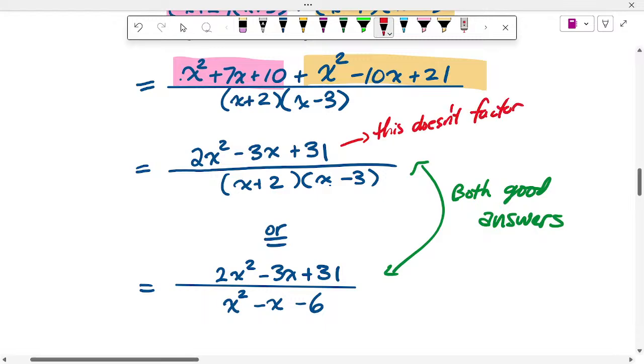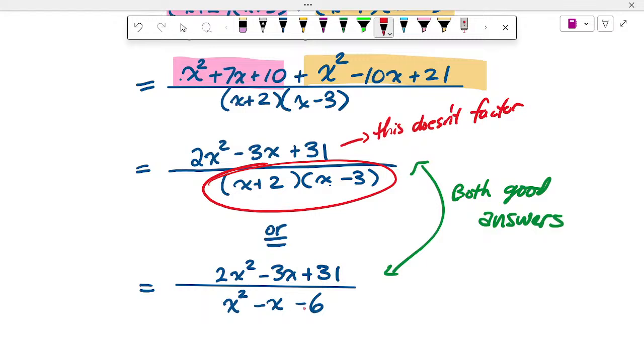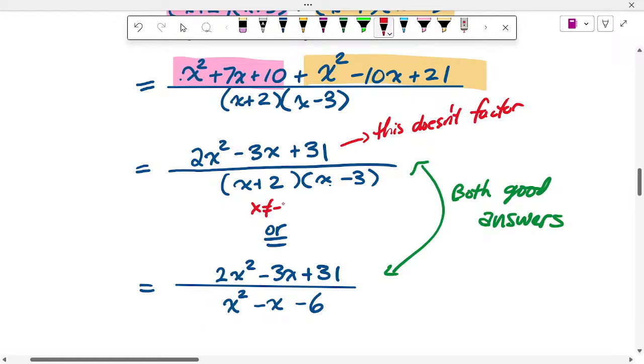We don't need to state restrictions because we never canceled anything on the bottom, but we still could state restrictions if we wanted to. Is there anything that x can't equal here? X can equal positive 6, because 6 squared is 36, minus 6 is 30, minus 6 more is 24. So that's allowed. What couldn't it equal? X can equal 0. That'd be 0 squared, which is 0, minus 0, which is still 0, minus 6, which is negative 6. So that's allowed. X can't equal negative 2, and x can't equal positive 3.